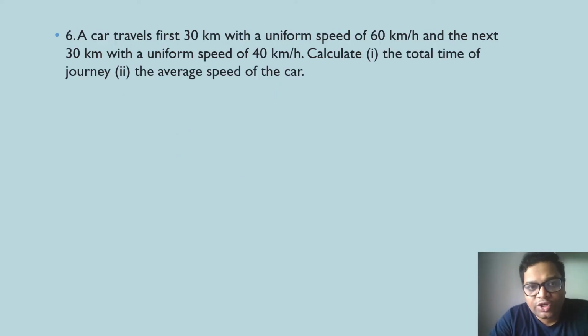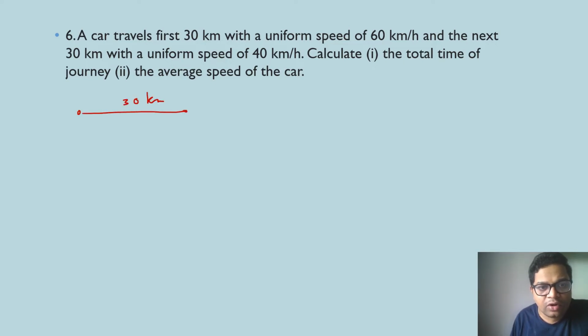Now in the next question it says that a car travels first 30 kilometers with a uniform speed of 60 kilometer per hour. So let's say that this is 30 kilometer and the speed is 60 kilometer per hour, and the next 30 kilometers, so this is another 30 kilometers at the speed of 40 kilometer per hour. Okay, we have to calculate the total time.